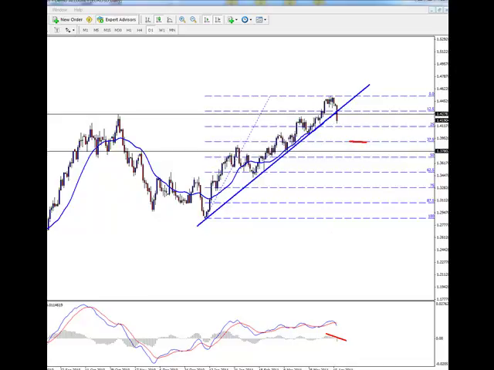So let's just zoom in on the 4-hour. As you can see, I actually drew some before I go there. You can sort of see there's a little bit of divergence in the histogram already coming into play here. So we'll watch and see what the 4-hour does.